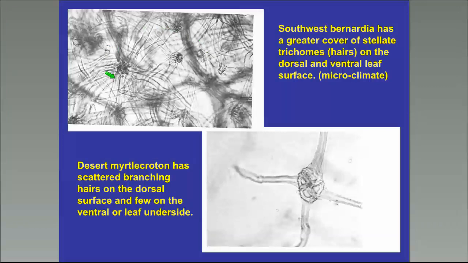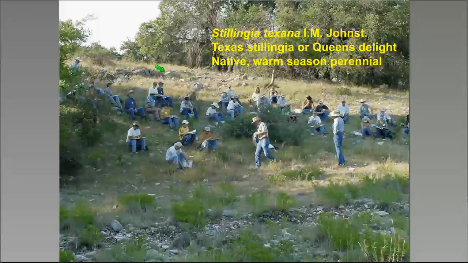Now, the leaf surface of the more wetter climate Bernardia, Southwest Bernardia, look at all the stellate trichomes that are covering the surface of the leaf, where in the bottom picture, this is a branching trichome, not a stellate trichome. Sometimes it only has 1 or 2 prongs coming off of that hair. And so this is Bernardia abaveda, but notice the density in the desert is low and the density in a wetter environment is high, because hairs can be used to make a microclimate.